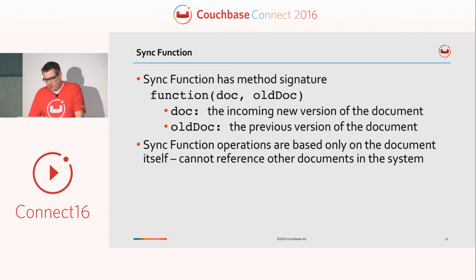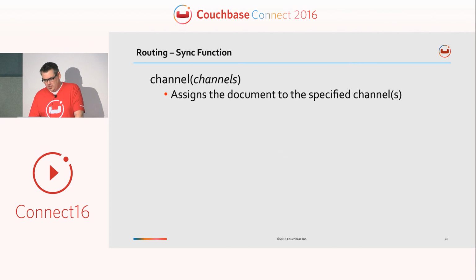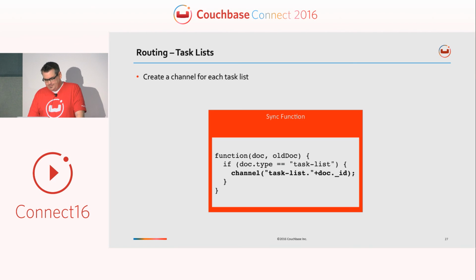So let's talk about routing first. Basically, how do you get a document into channels? Within the sync function, you have the function called channel. It's as simple as that. You say channel, you provide a list of strings for the channel names, and that's going to assign the document to the specified channels.